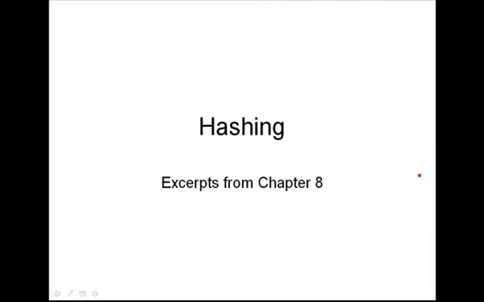Hashing is another form of cryptography. It is unique in the fact that the output of a hashing function is never meant to be decryptable. We refer to hashing as a one-way function. So let's look at this in a little more detail here.